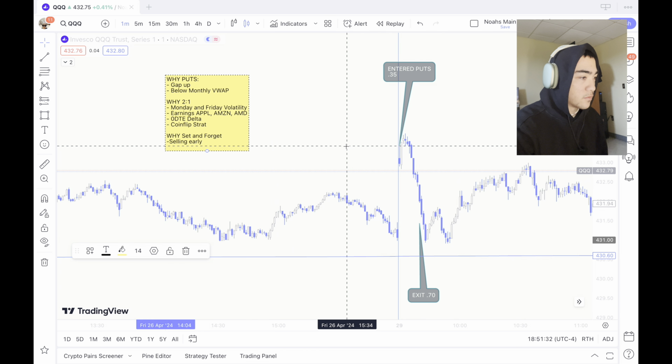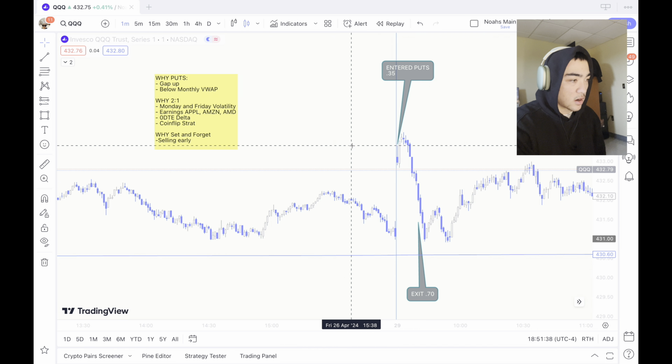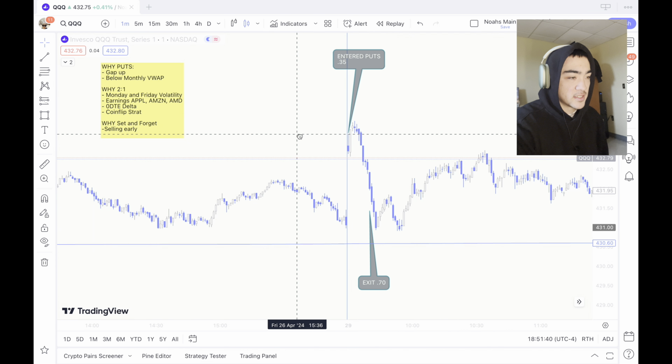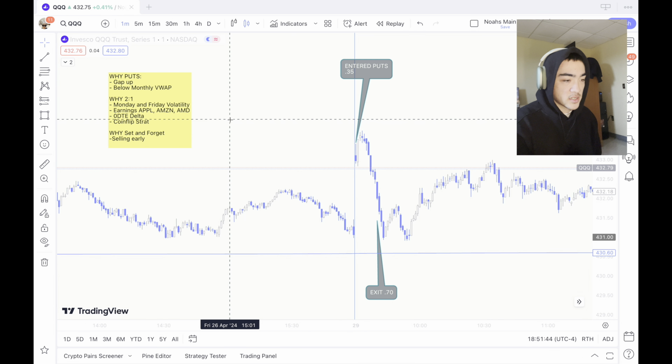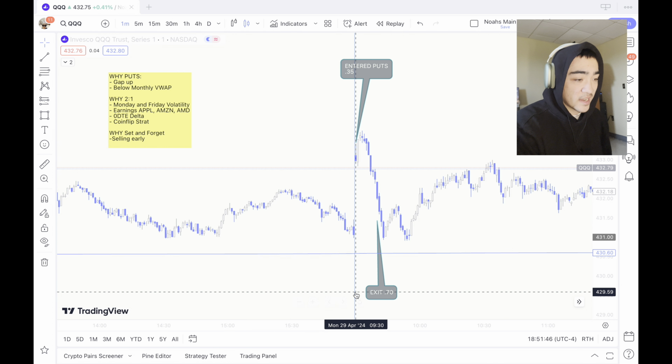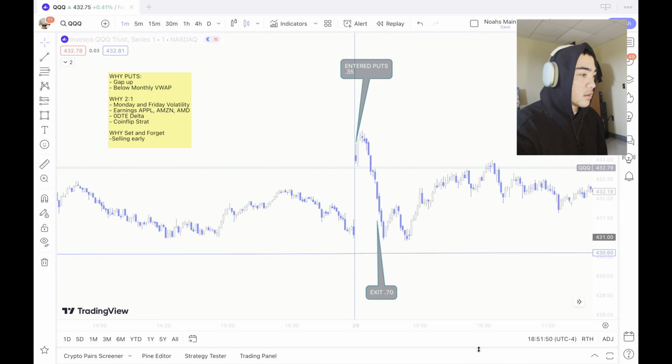we can look at this beautiful trade that we ended up taking on QQQ. So, to start off with the introduction, you can see the text box here. We entered puts right at market open for $35 a contract, and our take profit sold at 100% with the contracts being valued at $70.